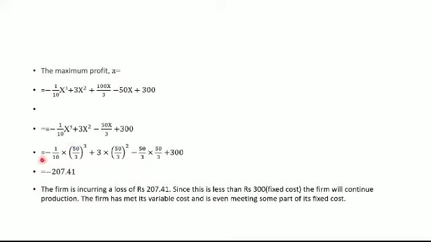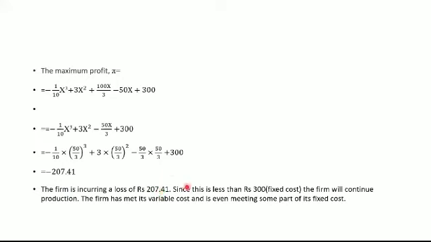So this is equal to minus 1 by 10 into 50 by 3 whole cube plus 3 into 50 by 3 whole square minus 50 by 3 into 50 by 3 plus 300. You are left with minus 207.41. The firm is incurring a loss of rupees 207.41.